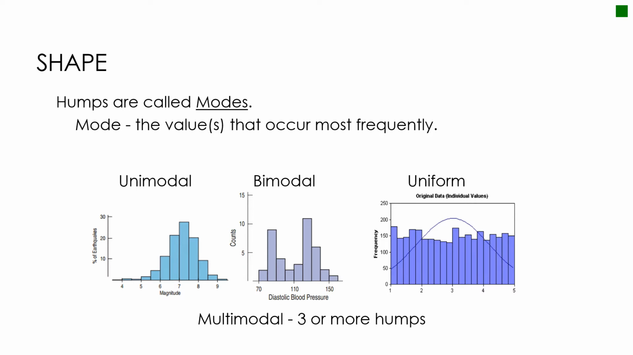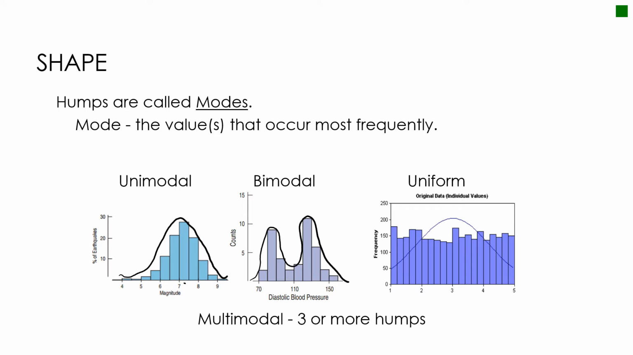First, let's look at how many humps. Those humps are called modes, and modes are just the most frequently occurring value. So unimodal means there is essentially just one hump. And it's easier to look at this in a curved pattern. Again, if I looked at this one, it looks like I have two humps. Here, it doesn't really look like I've got a hump. It looks like everything's sort of the same.